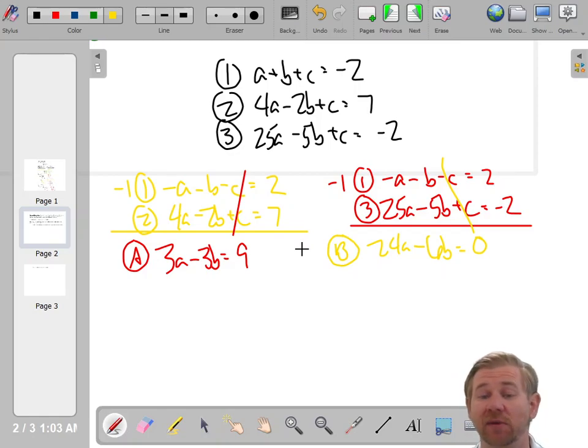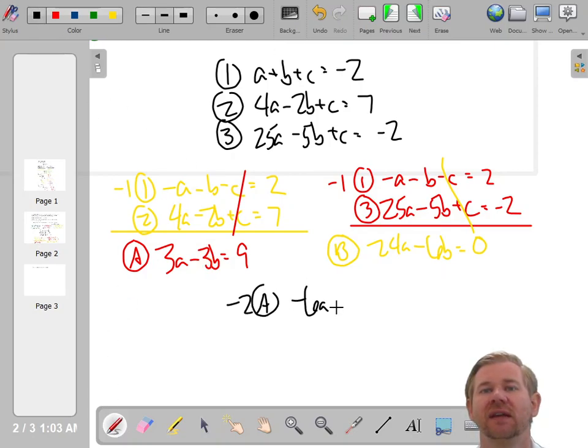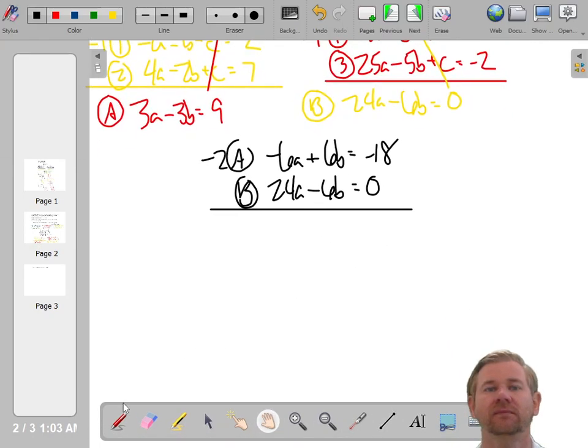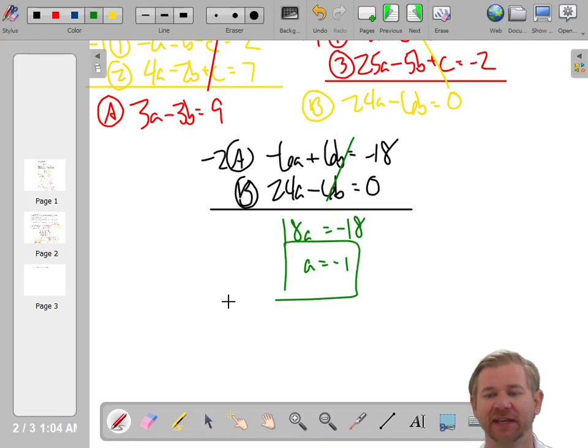Now, it doesn't matter what variable I get rid of from here, but I have two variable systems. I have a and b, and I have a and b. It looks like 3 and negative 6. I'll make this a positive 6. So I'm going to multiply line a by negative 2. Negative 6a plus 6b equals negative 18, and line b, 24a minus 6b equals 0. That's okay. 0 is just a number. 24 minus 6 is 18a. That goes away, equals negative 18. Hey, a is negative 1. All right, we're in the game.